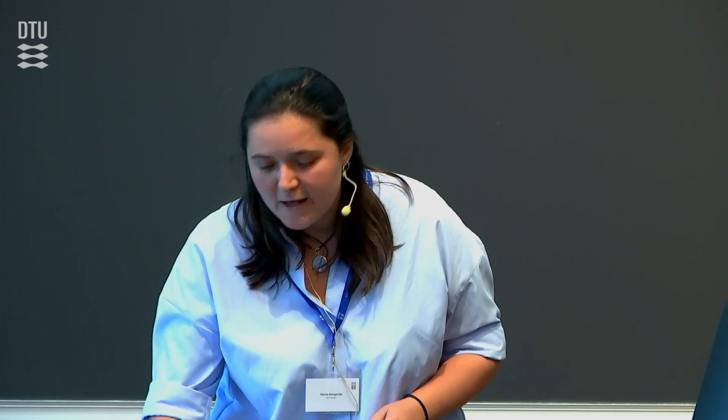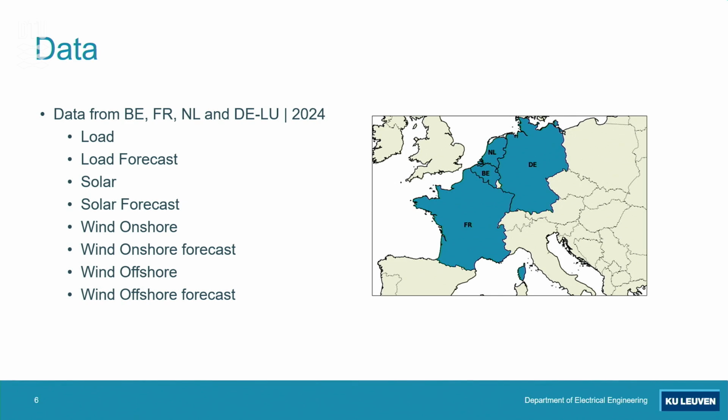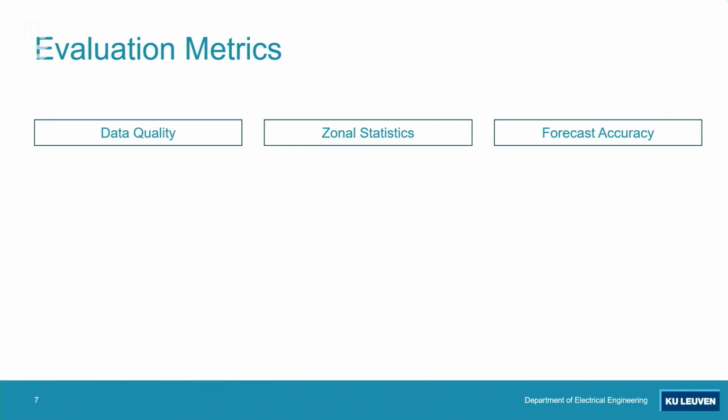And that's where we came in and decided to make a study around this. We started by collecting data for four bidding zones: Belgium, France, the Netherlands, and Germany-Luxembourg. We collected the data of 2024 for load, solar, wind onshore, wind offshore, and their forecasts. Then the goal is to analyze the data quality, something we call zonal statistics, and the forecast accuracy.